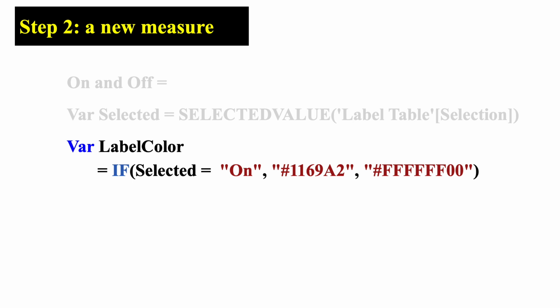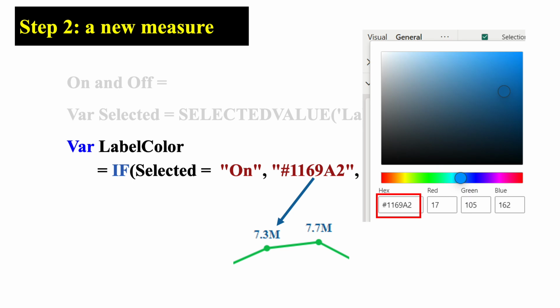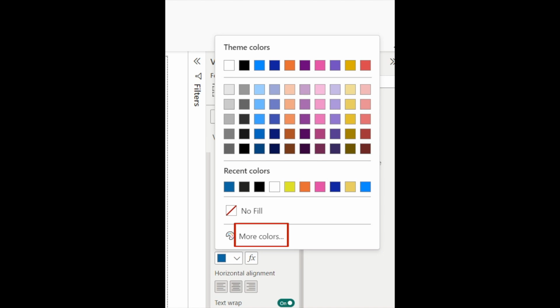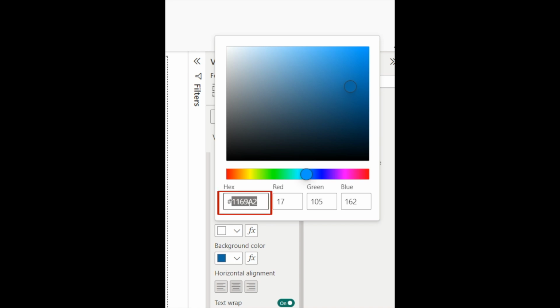And then let's create another variable to determine the label color. If we select to turn on the labels, then we will assign this color to the labels. What it represents is the 6-digit hex color code. And we can certainly grab that from Power BI. What you need to do is simply click on More Colors, select your preferred color, and copy the color code under hex.